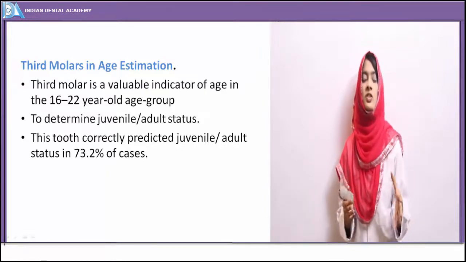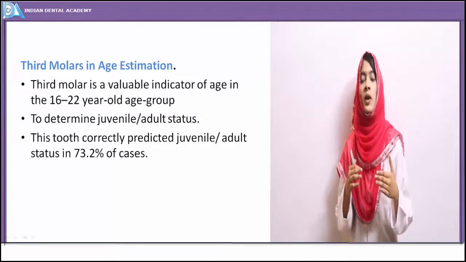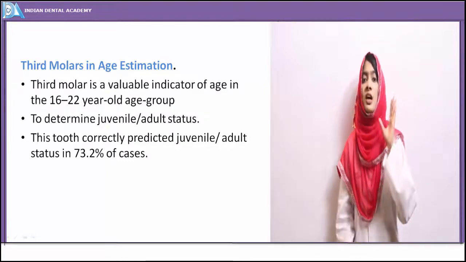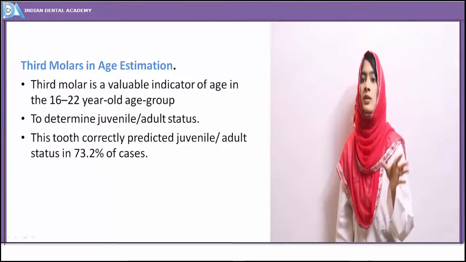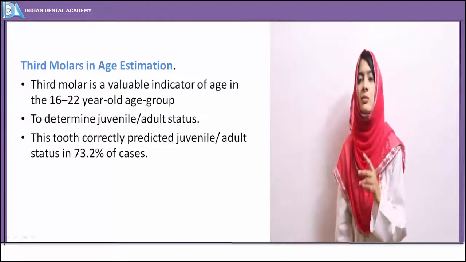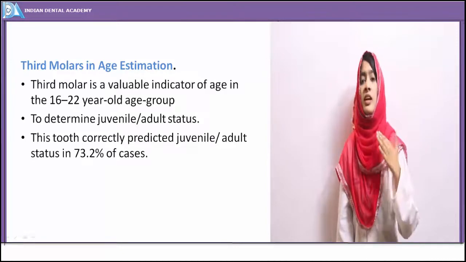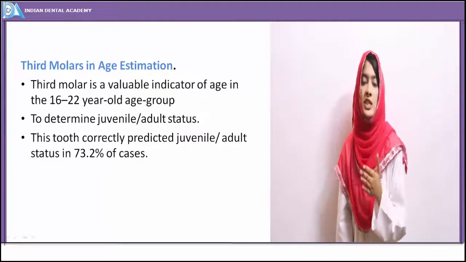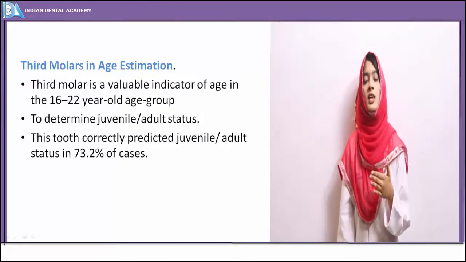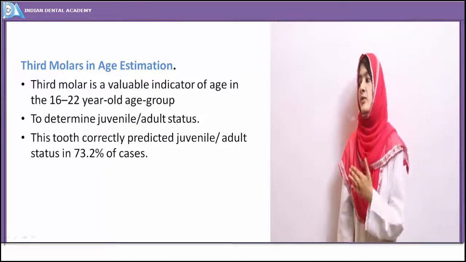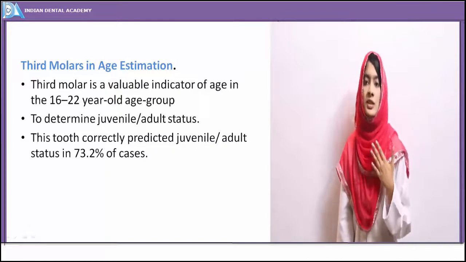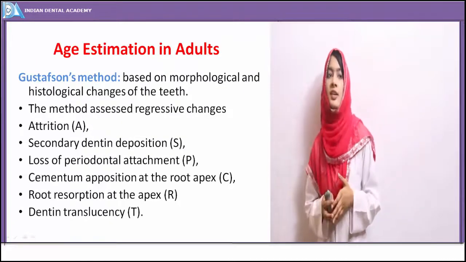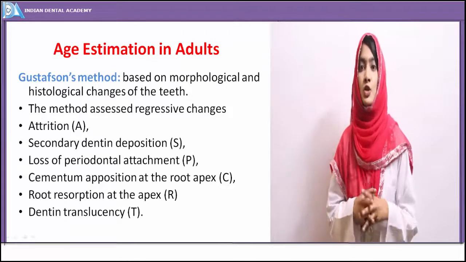They are relatively different. So in a lot of cases or crimes involving children and adults, they have to be differentiated, whether the suspect or the individual is a juvenile or adult. In such cases, third molars come into the picture and they give us a correct estimation of the age. The author Acharya reported that the use of third molars in age estimation is approximately 73.2% correct.